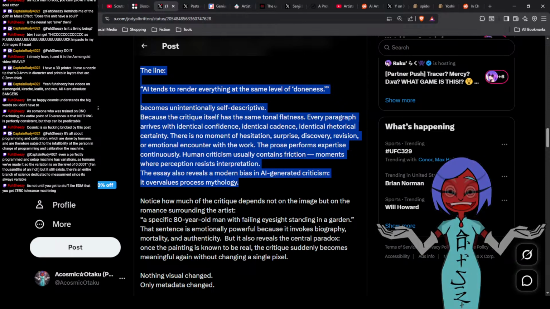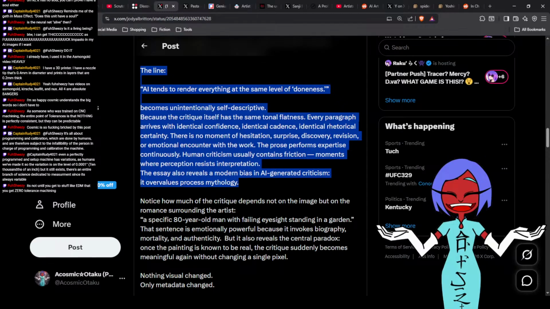God damn it. Fushigi says, as someone who was trained on CNC machining, the entire point of tolerances is that nothing is perfectly consistent, but they can be predicted. Exactly. It's like a CNC machine, a router, right? I've had to work with some of these machines too. I used to work with angstrom-scale production tolerances, but again, it's still tolerances, even at angstrom scales, literally to the point where you have to use an electron microscope to really detect these things.